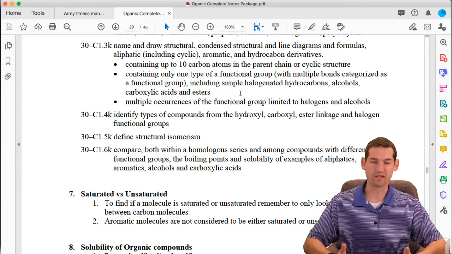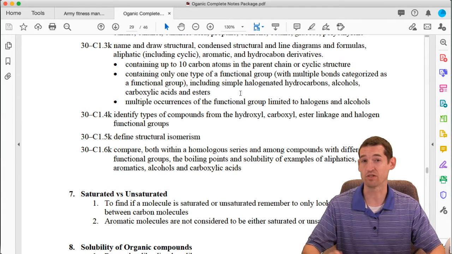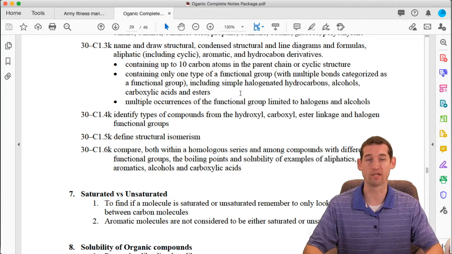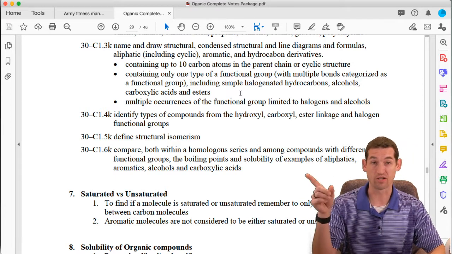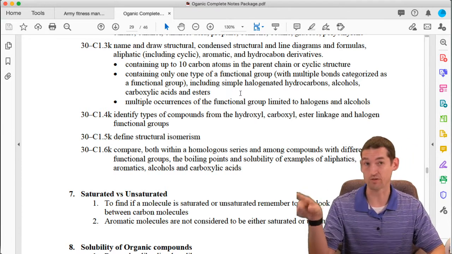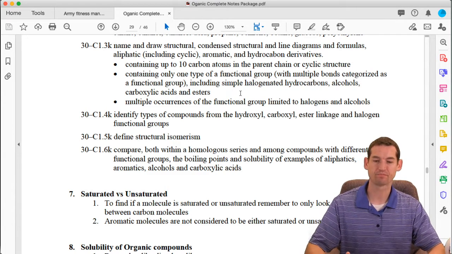1.4, identify types of compounds from the hydroxyl, carboxyl, and ester linkage and halogen functional groups. That's kind of what I mentioned, where I may show you a molecule and ask you to say, oh look, that's aromatic because I can see benzene. That one is a carboxylic acid because there's a C double bonded to an O with an OH on the other side. Things like that.